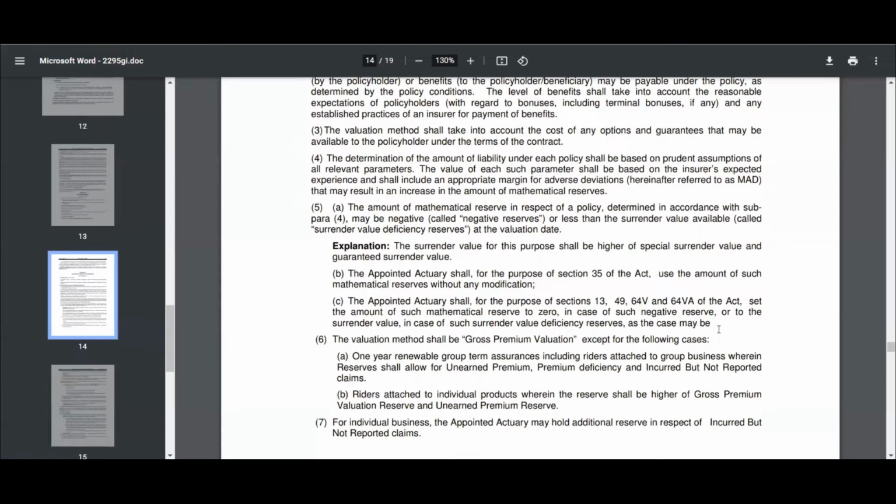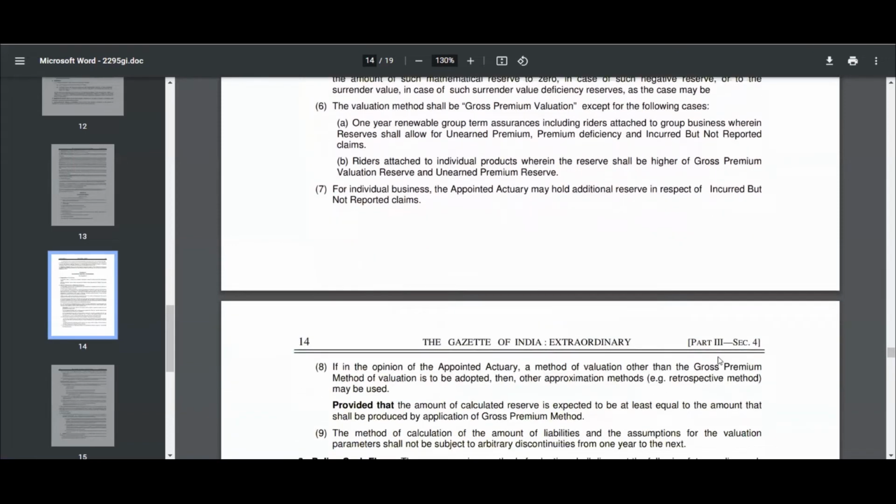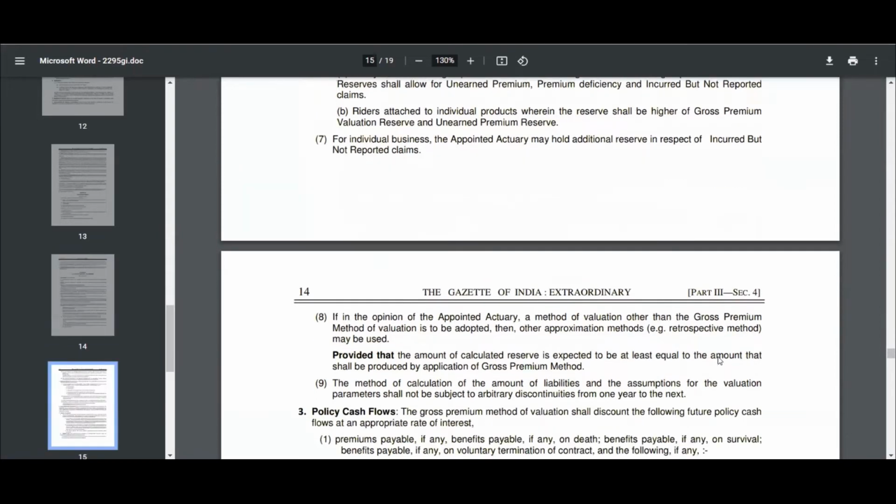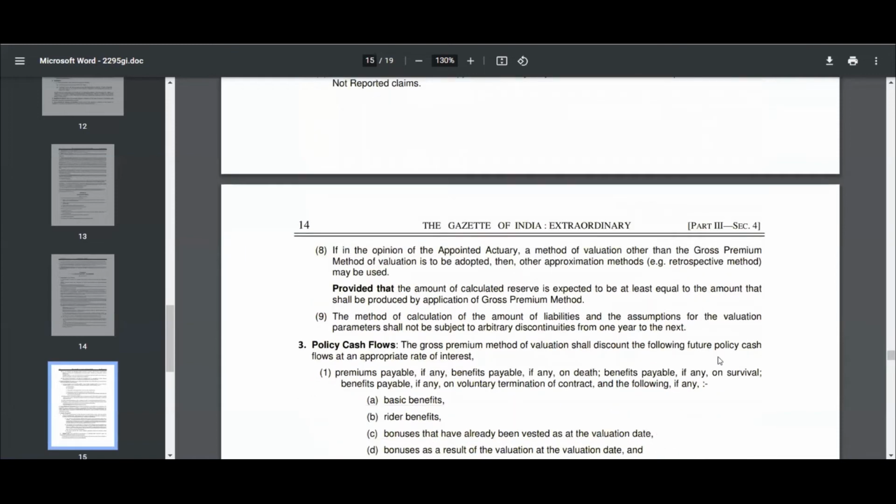And for individual policies, the appointed actuary can also hold incurred but not reported claims, because the claims might be reported later than they have been incurred. Also, the appointed actuary can use any other method of valuation other than the prospective method if he or she thinks that it can be justified. However, the only criterion is that the reserve produced by that method should be at least equal to the gross prospective method of valuation. And this entire methodology is called the gross prospective method of valuation.